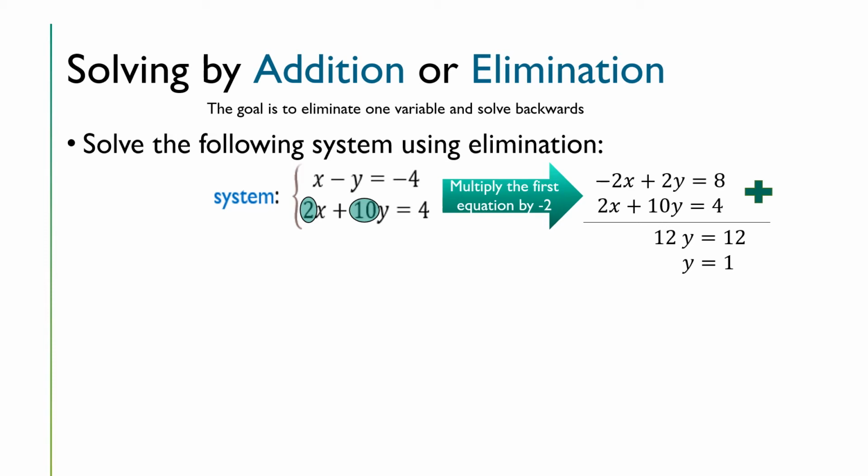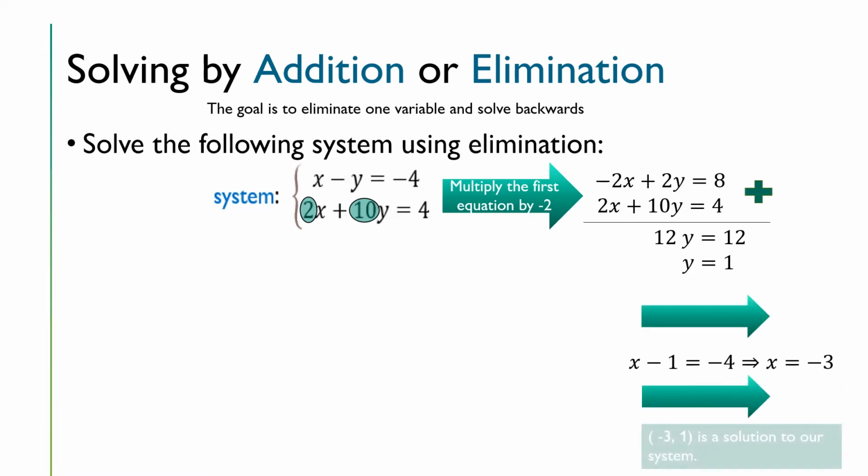Therefore, we're going to obtain -2x plus 2y equals 8 and 2x plus 10y equals 4 for the second equation. Add these two equations, the x will be eliminated, therefore we're going to get 12y equals 12. Solving, y equals 1. Now we need to solve for x. You can plug in 1 in any equation you want to solve for x. So I chose the first one. Therefore the solution is (-3, 1) to my system. That's not enough, we still need to check.